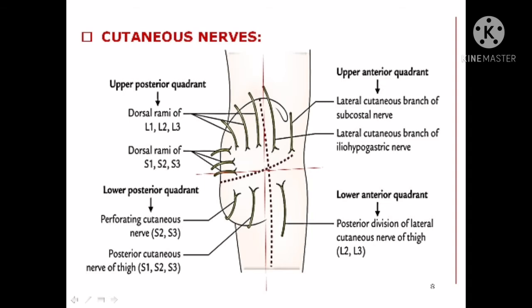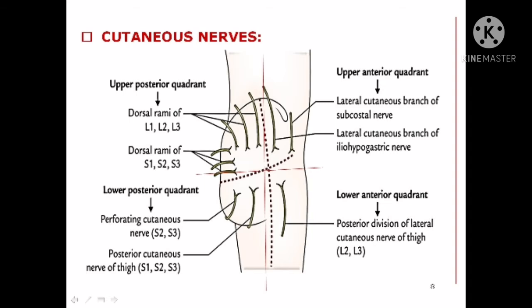The upper anterior quadrant is supplied by the lateral cutaneous branch of the subcostal nerve and the lateral cutaneous branch of the iliohypogastric nerve. The lower anterior quadrant is supplied by the posterior division of the lateral cutaneous nerve of thigh, which has L2 and L3 spinal segments.